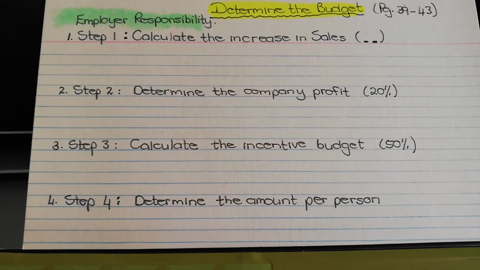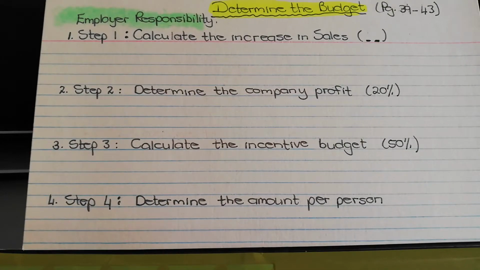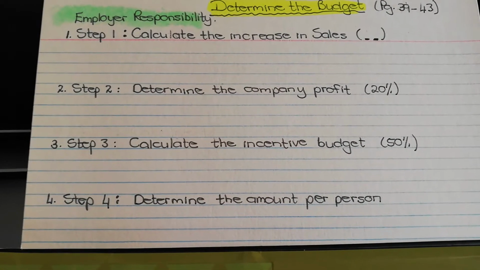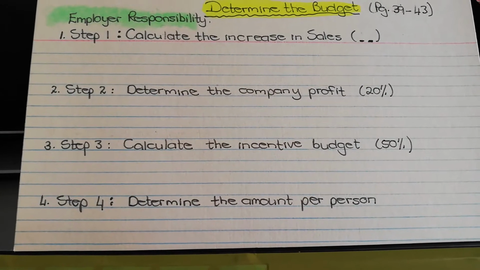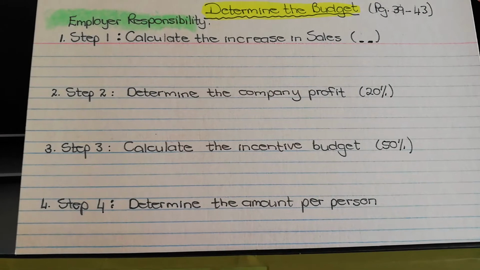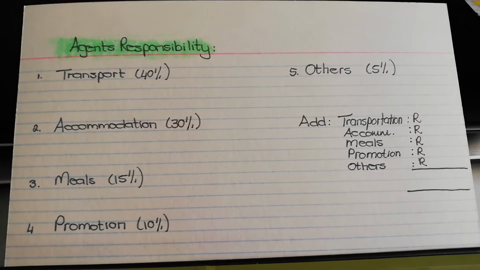Step 1, calculate the increase in sales, and you can see there's a dot. Step 2, determine the company profit, 20%. Step 3, calculate the incentive budget, 50%. Determine the amount per winner. You continue to write down the recipe.